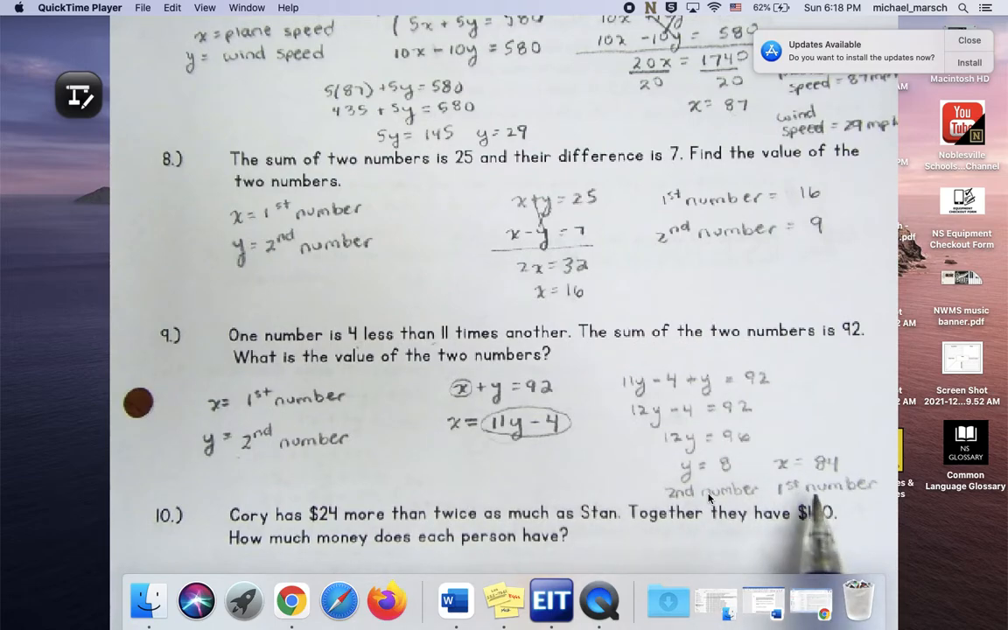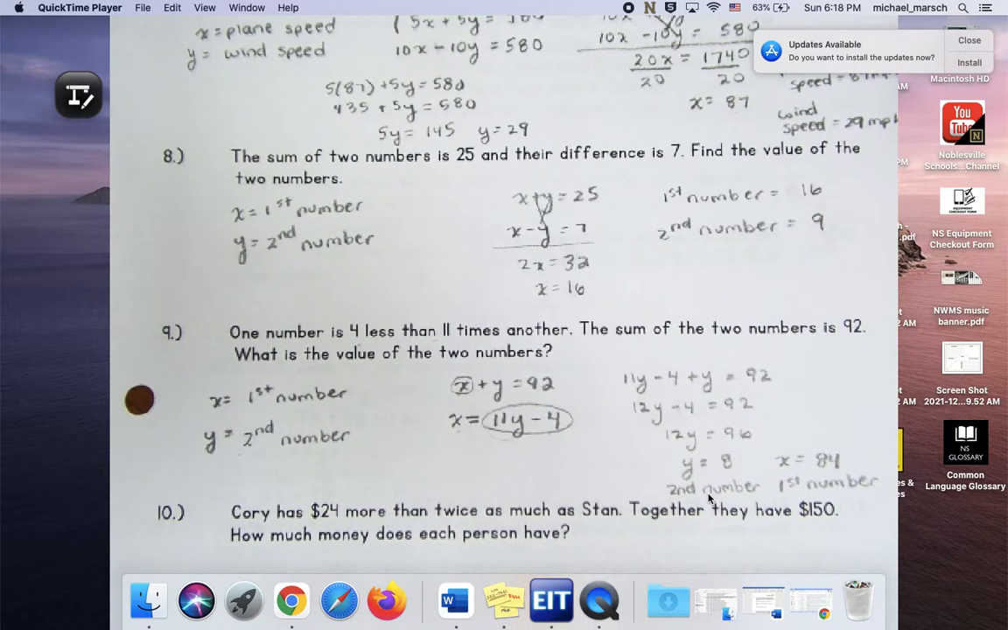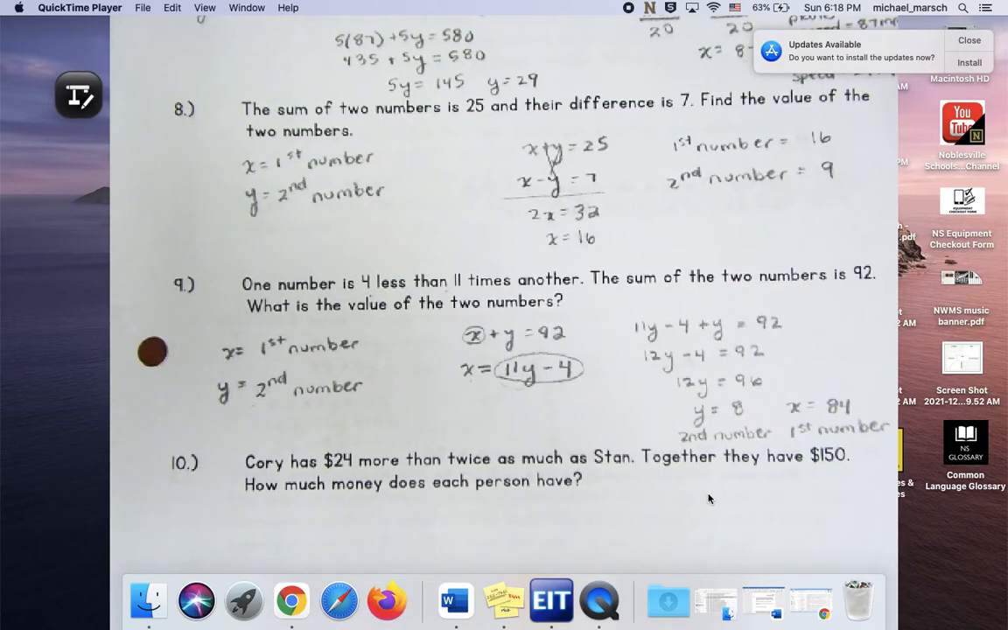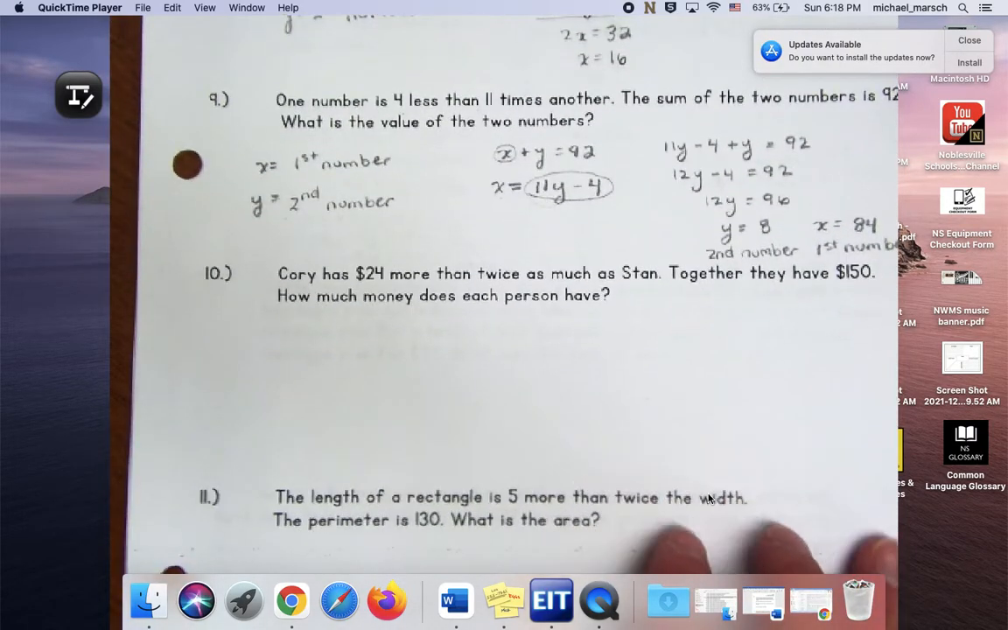And let's see if this works. Is 84 11 times 8 minus 4? Sure is. 88 minus 4 is 84. So it works for both of them. Okay. Let's look at number 11 here.